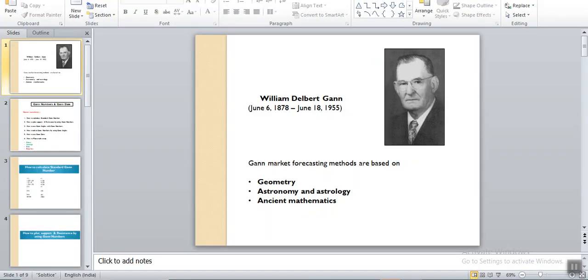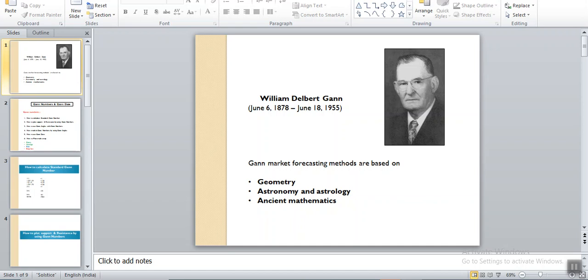So, he's the man, William Delbert Gann. He learned different techniques from different countries: astrology from India, ancient mathematics from Egypt, and geometry. He mixed these three things together and made a strategy. It is called the Gann strategy.